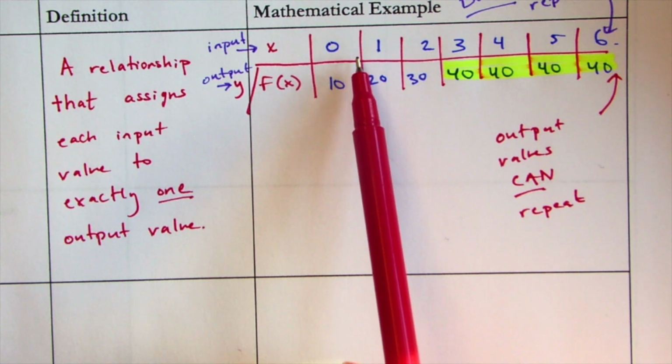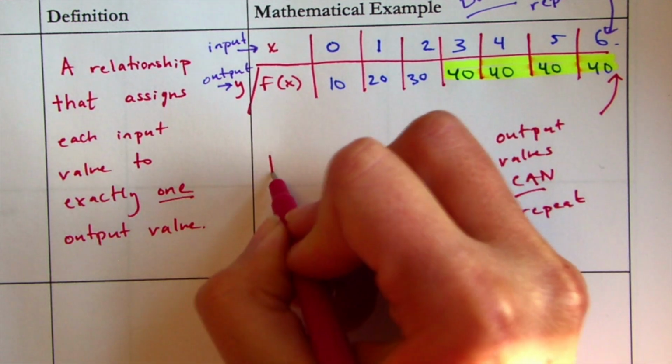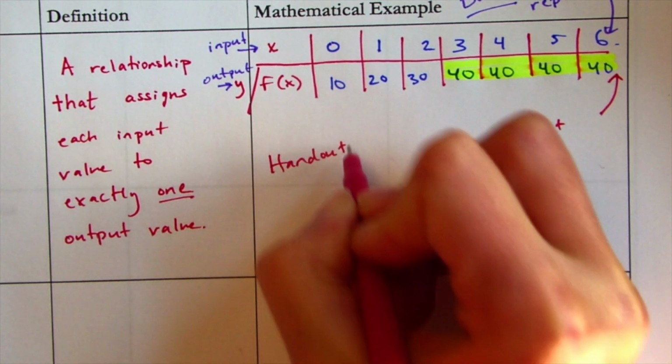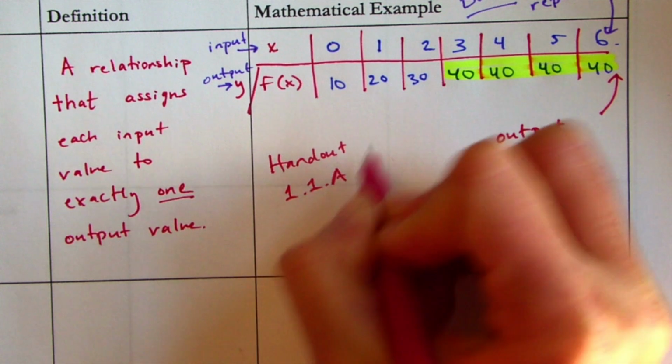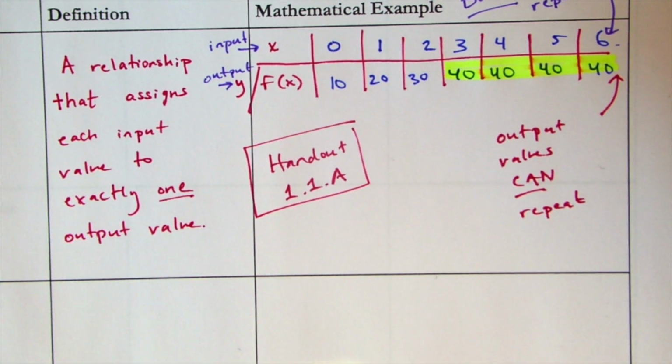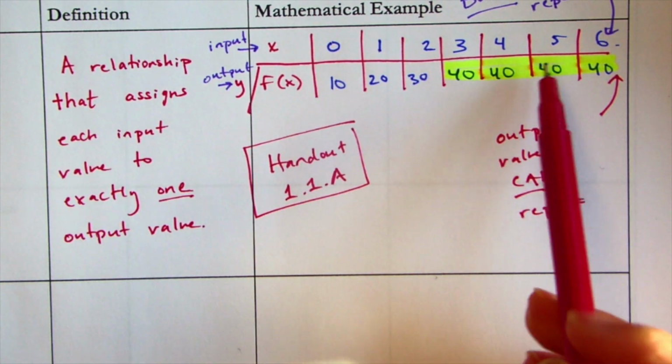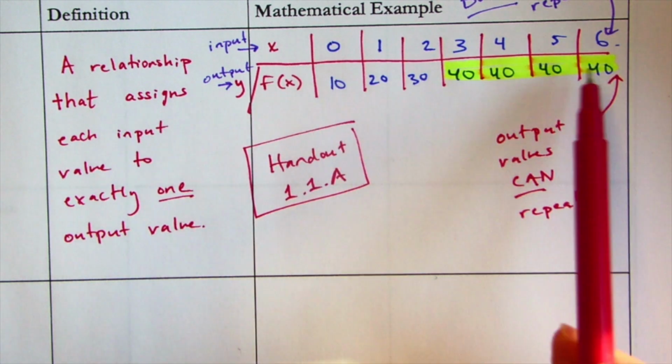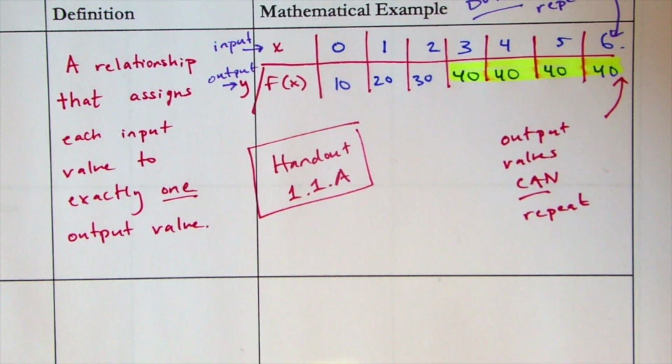So you can go back and look. That's handout 1.1a, where you can find some other mathematical examples that you might want to put on your flashcard, but this is the key idea here. Input values don't repeat, output values can repeat to define a function.